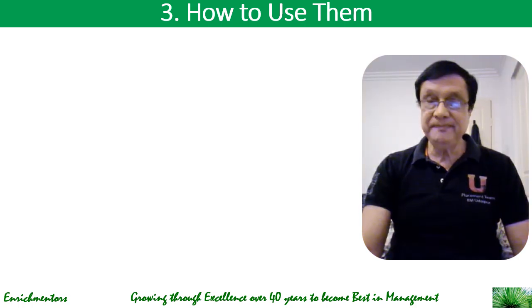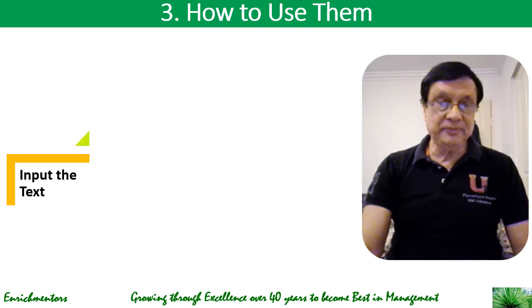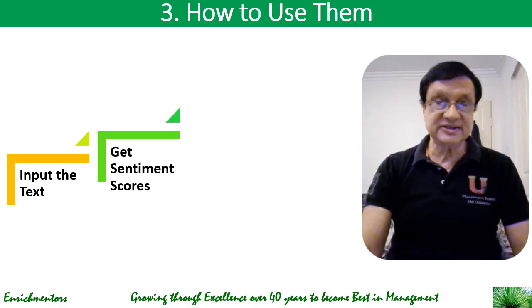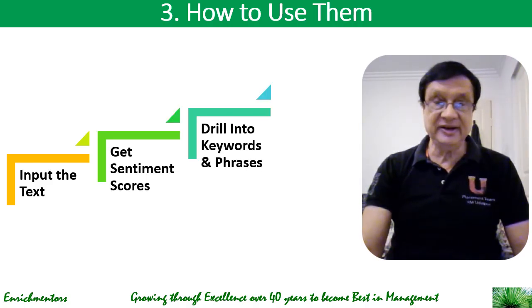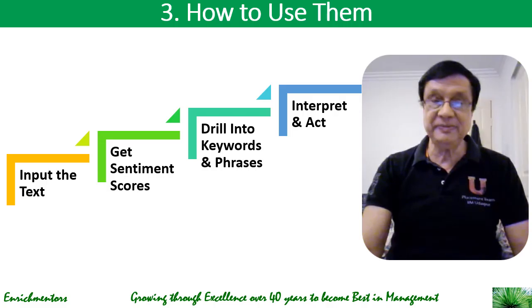Now, how to use them? So you need to first input the text, and that's an overall view of the process. So input the text, then get the sentiment score, then drill into keywords and phrases, interpret and act. So these are the four key steps that you need to take to use these tools. Let's take a look at each of them in a little more detail.